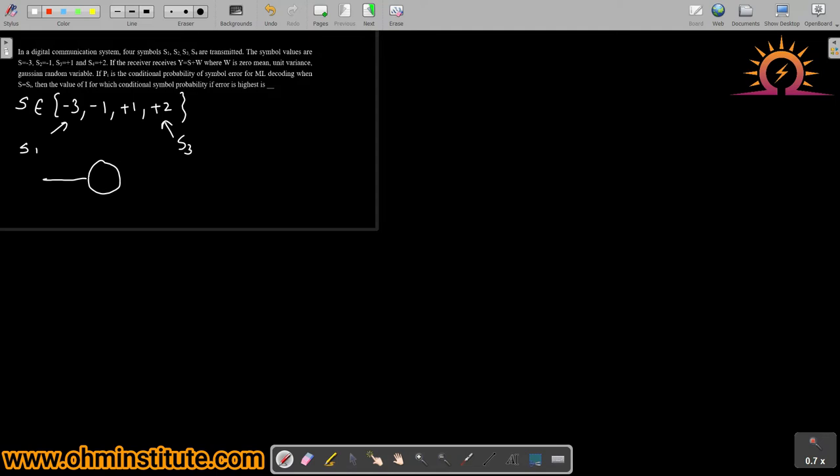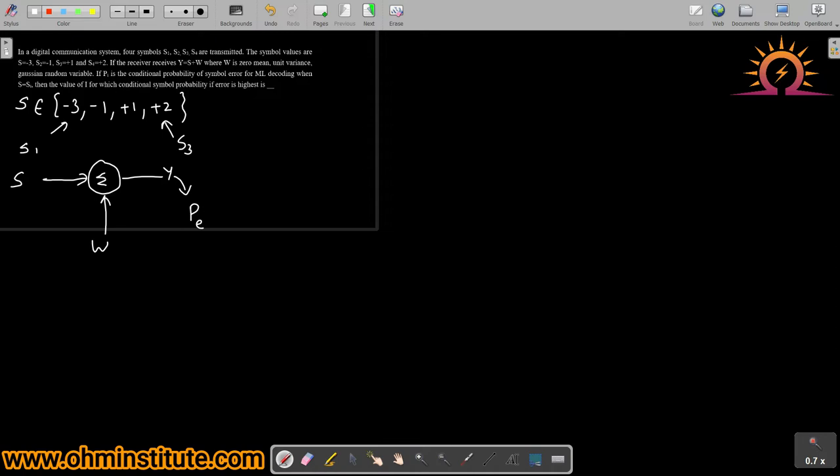This is the block diagram. S is what is being transmitted and a random variable equivalent to noise, W, is added, and whatever is received is Y, and Y is decoded at the receiver. Since there is noise added, Y is prone to error. So you are supposed to calculate the probability of error for the different symbols that are being transmitted.